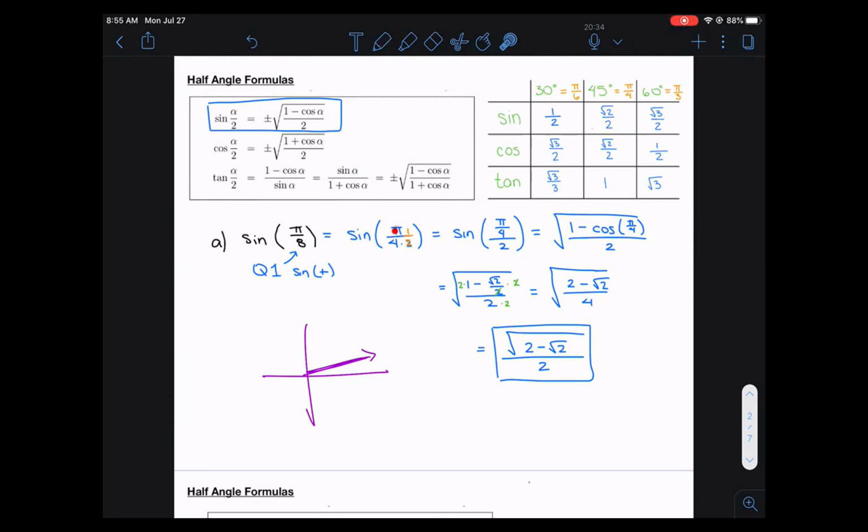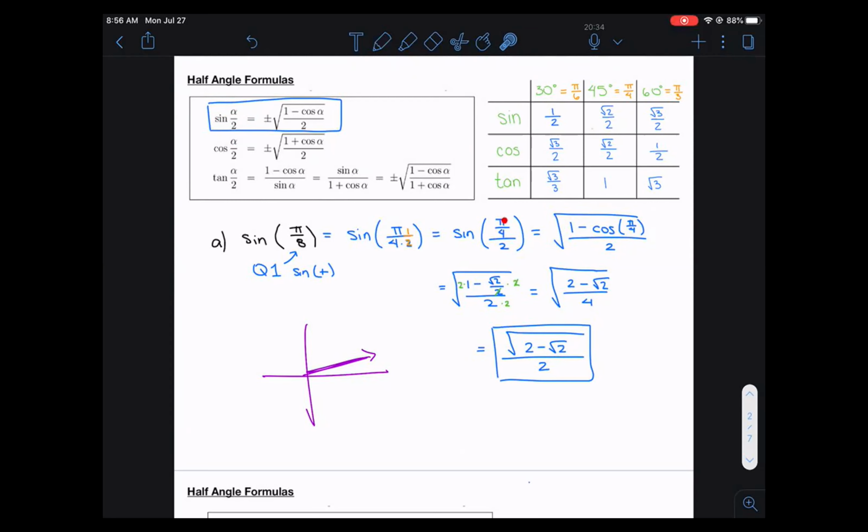That means you can split this up by writing pi over 4 in the numerator and then divided by 2. So pi over 4 divided by 2 is pi over 8. This is what your angle is. And if you follow the formula up here, your pi over 4 is your alpha. So if pi over 4 is your alpha, you can just plug everything in. And then from there, you just have this.